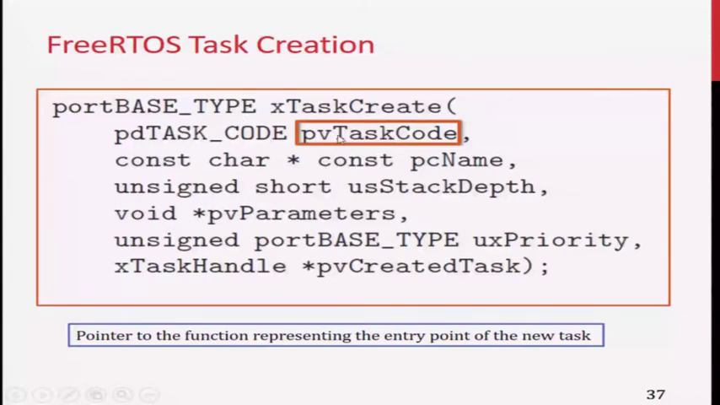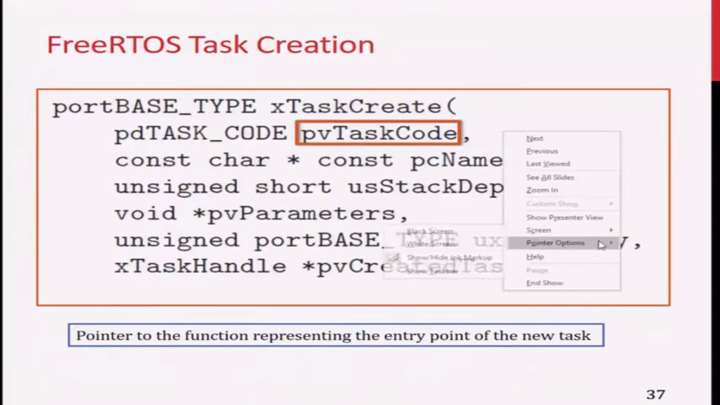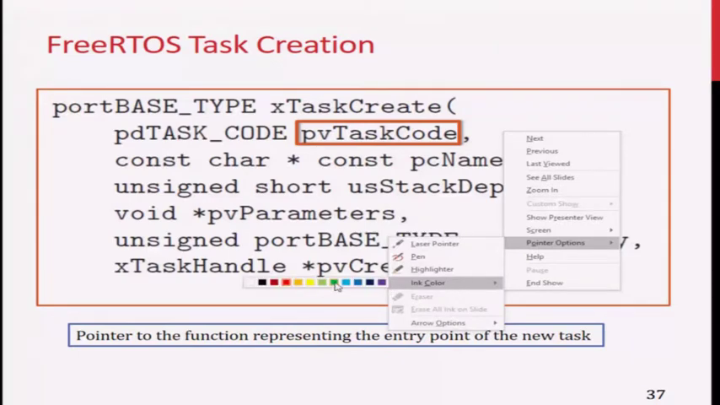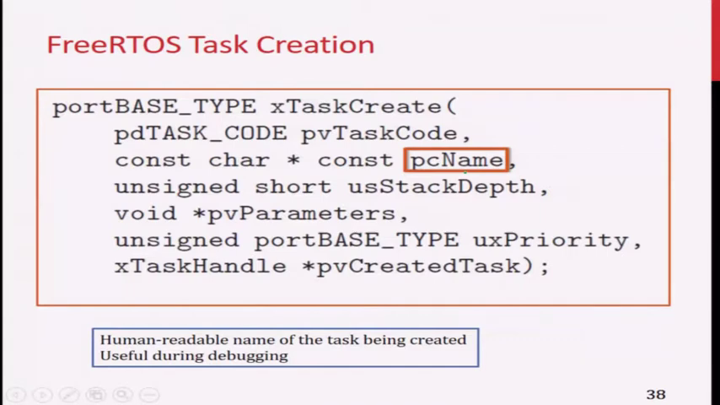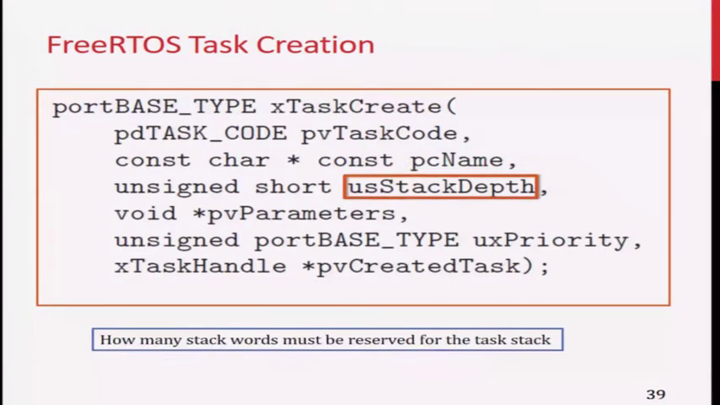The first one is a pointer to the function, to represent the entry of the new task. The second one is the name, the name that you're giving to the task. Next is how much stack space you need. The stack space is basically dependent on how much memory you think this particular task is going to consume.